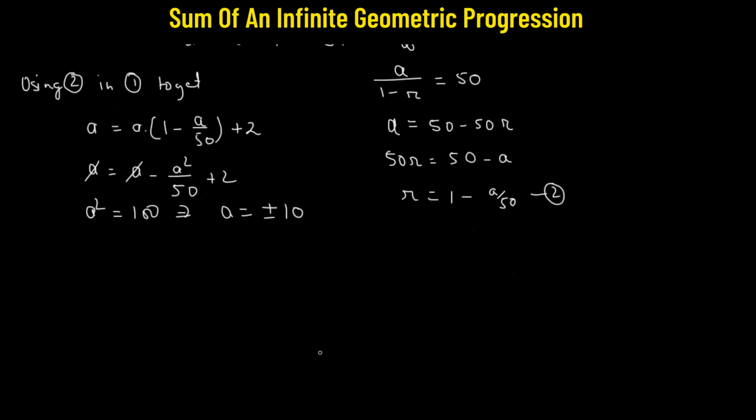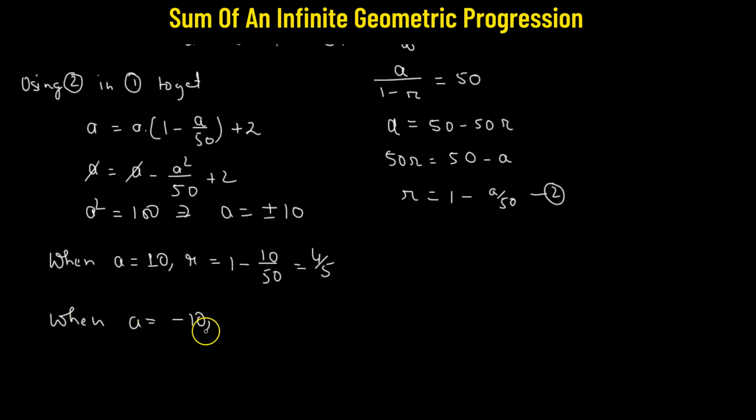Now that we have the value of our first term A, we can find the common ratio. When our first term is positive 10, then R equals 1 minus 10 over 50, which is 1 minus 1 over 5. So this is going to give us a value of 4 over 5. In the other case, when A is negative 10, then R equals 1 minus negative 10 over 50, so we have 1 plus 1 over 5. In this case, this will be 6 over 5.